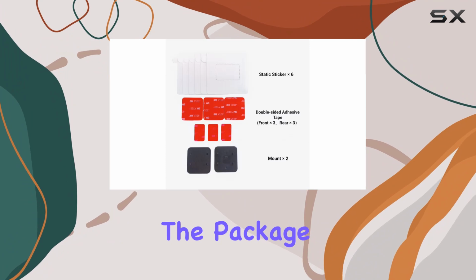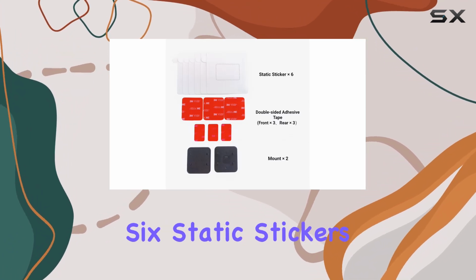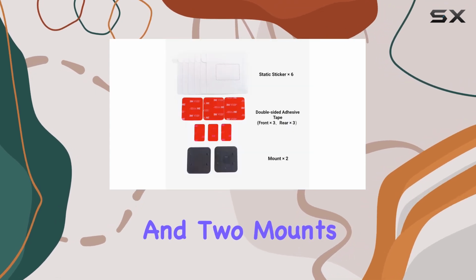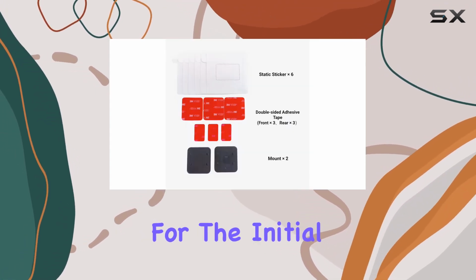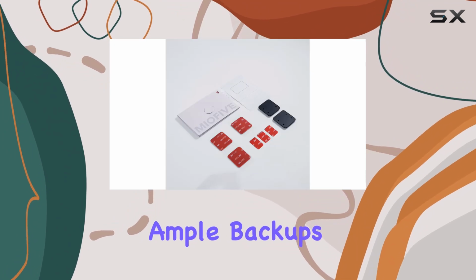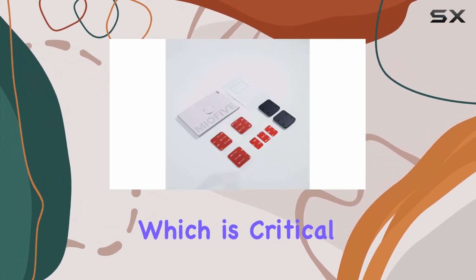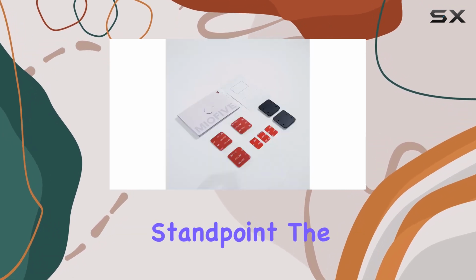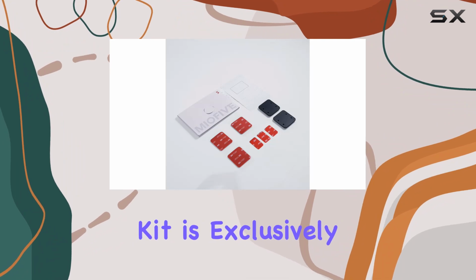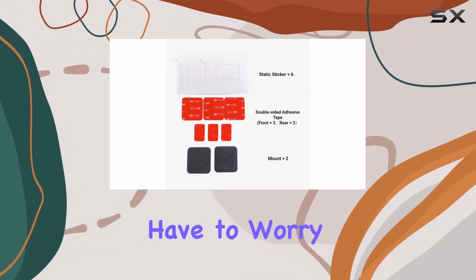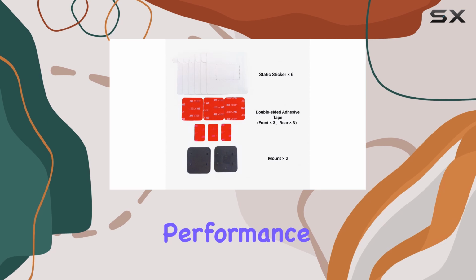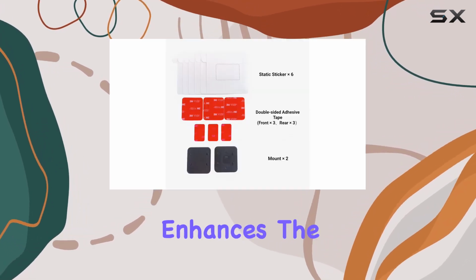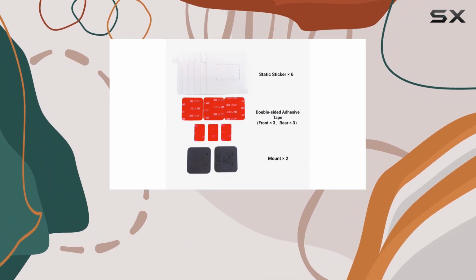adhesives immediately. The package includes a generous array of components, 6 static stickers, 6 pieces of double-sided adhesive tape, and 2 mounts. This assortment not only allows for the initial application but also provides ample backups for replacement needs over time, which is critical for maintaining your dash cam stability and reliability. From a compatibility standpoint, the fact that this kit is exclusively for Miofive dash cams means that you won't have to worry about ill-fitting parts or subpar performance, which can be a risk with third-party accessories. This exclusivity enhances the overall reliability of your dash cam setup.